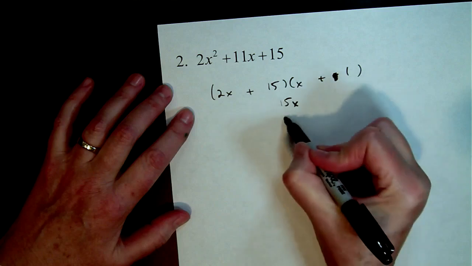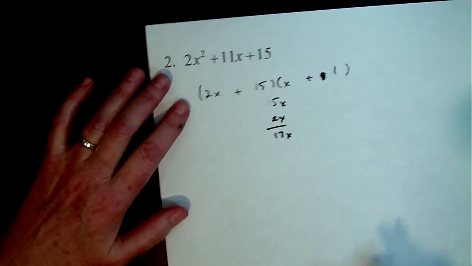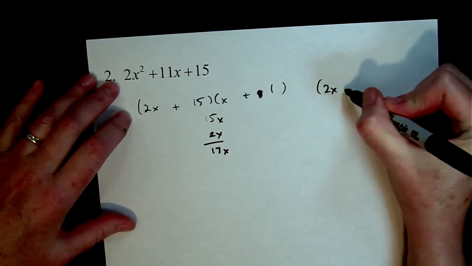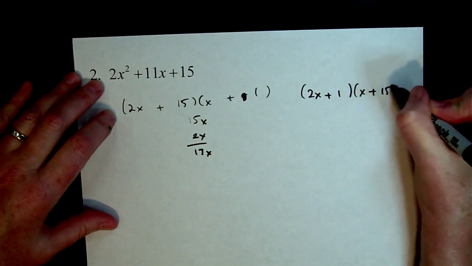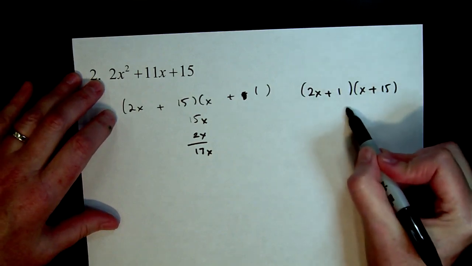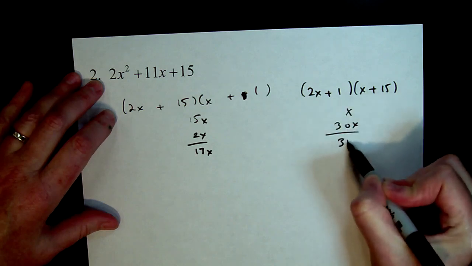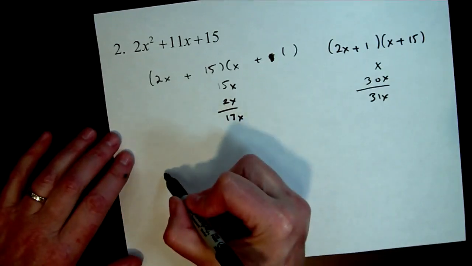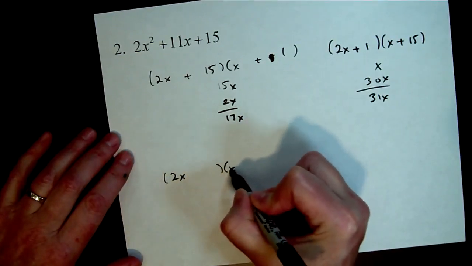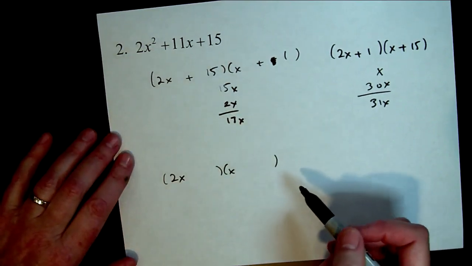the outer terms will give me a 2x. That adds up to 17x, which is not what I want. I'll get a different middle term if I switch the 1 and the 15. Let's see, middle terms now is 1x, outer terms is 30x. Those combine to give me 31x, not what I want, so I'll try something else. But again, I'm going to stick with 2x and x because that's the only way to get a 2x squared.